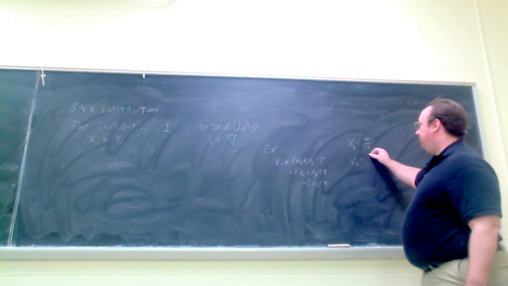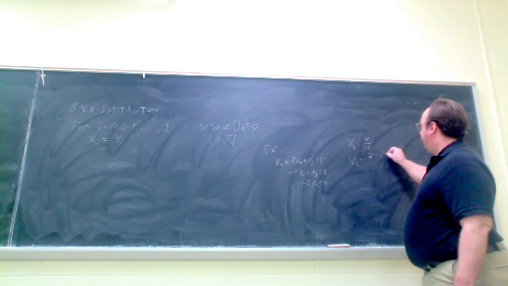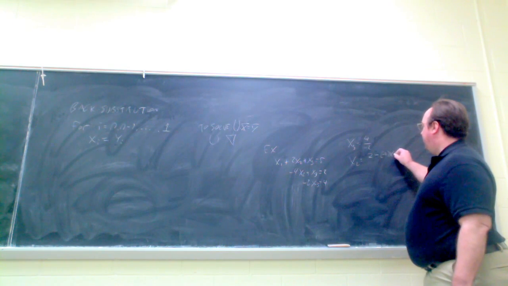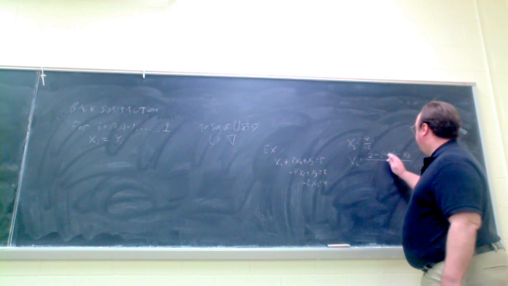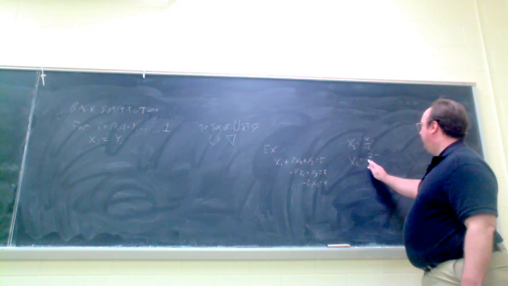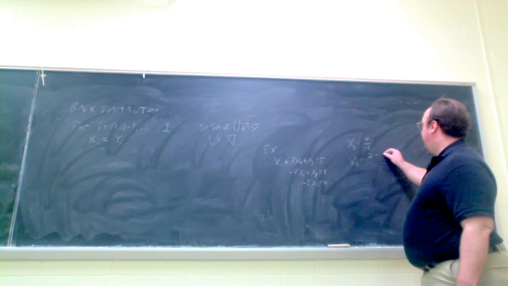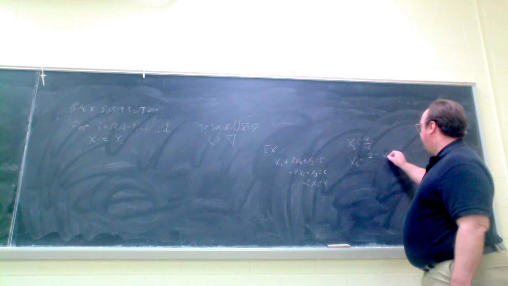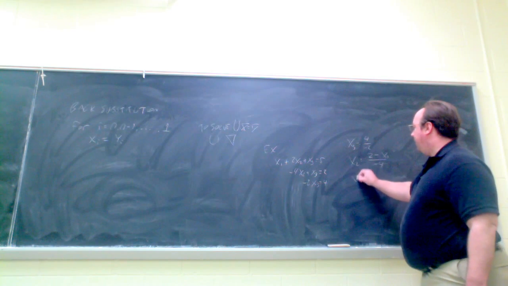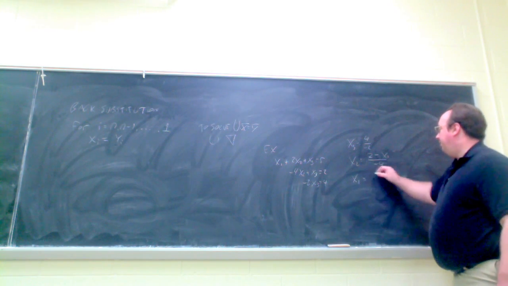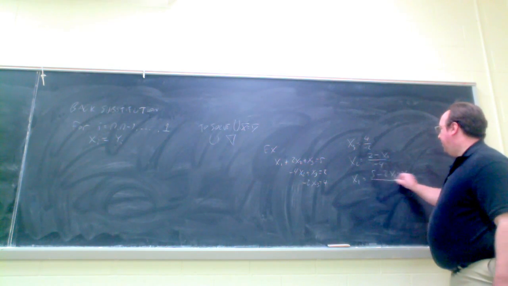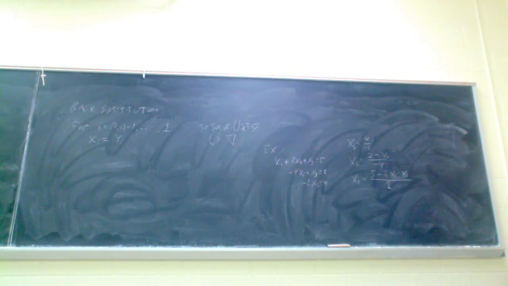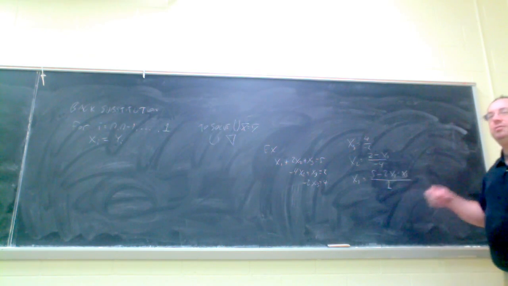x2 is 2 minus x3, all over minus 4. And finally x1 is 5 minus 2x2 minus x3, all over 1. So we're always dividing by the diagonal entry, and you're subtracting off terms, but you're subtracting off more and more terms.